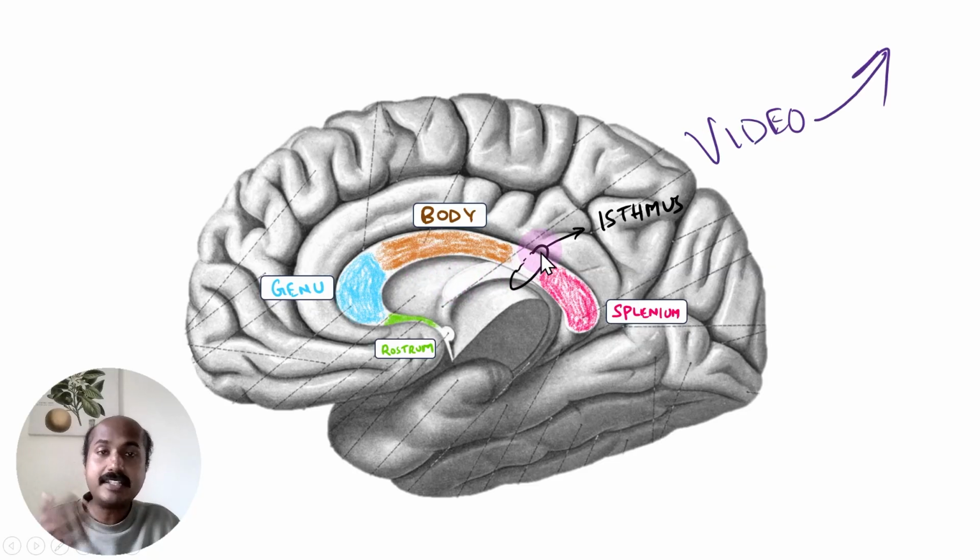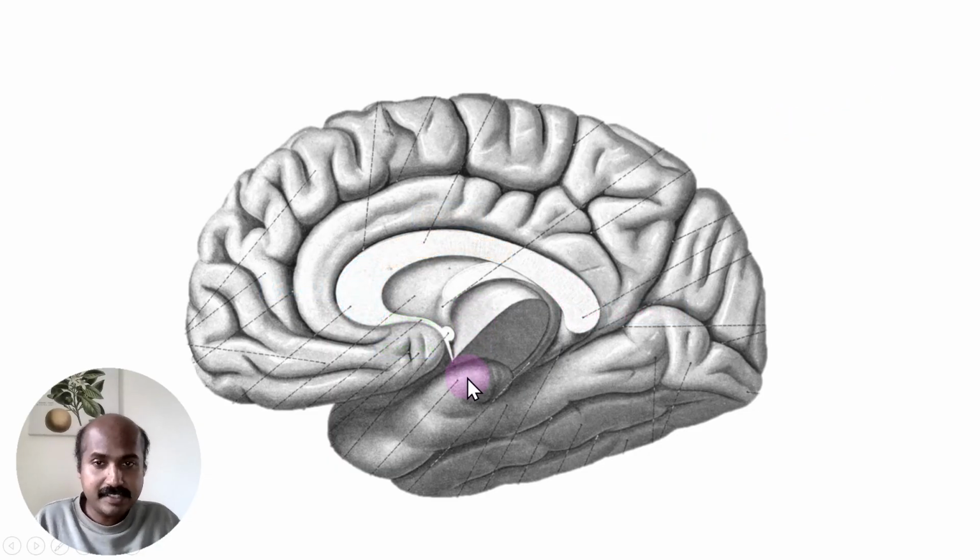To understand that, please see the video in which I have dissected the corpus callosum, and you can see the forceps minor and the forceps major. For that, please see this video. All right, we'll go to the rest of the features on the medial surface of the cerebrum.